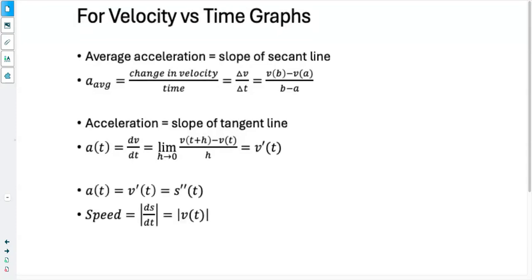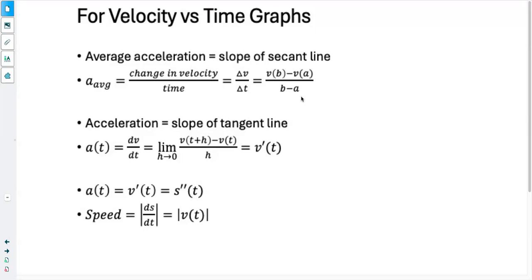Now, if we instead have a velocity versus time graph, our average acceleration would once again be the slope of a secant line. So anytime we have an average something, it's going to be a slope of a secant line. So that'd be our overall change in velocity over time, change in velocity over change in time, which would be our velocity at b minus velocity at a over b minus a. So once again, that's essentially our y2 minus y1 over x2 minus x1.